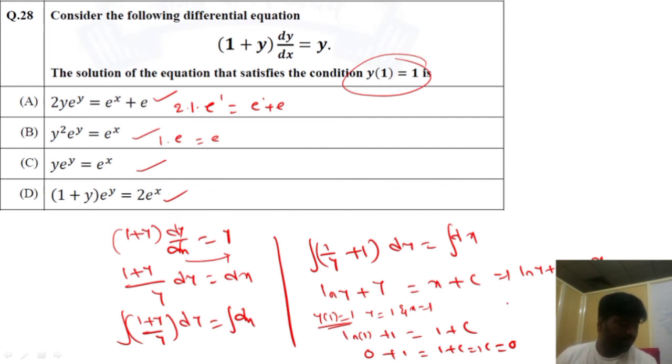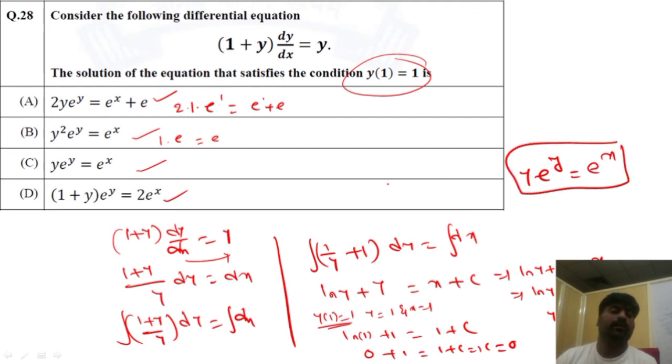This can be written as ln y = x - y, so y = e^(x - y), which is nothing but y = e^x / e^y. So y into e^y equal to e^x. That's the way we can solve. So option C is correct: y e^y = e^x. That's the way we can solve easily.